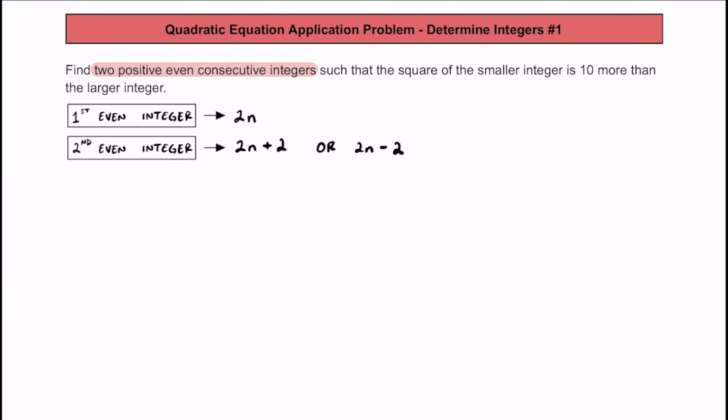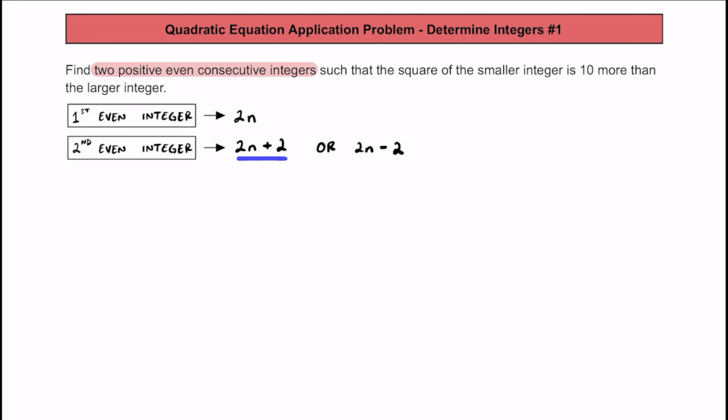For good measure, let's try this again with another random number, like n is equal to 12. If we said n was 12, then the first even integer would be 24, because 2 times 12 is 24. Over here, 2 times 12 is 24 plus 2, which would be 26, the larger even integer. And over here, 2 times 12 is 24 minus 2, which is 22, the smaller integer compared to 24. So these expressions give us our two consecutive even integers.